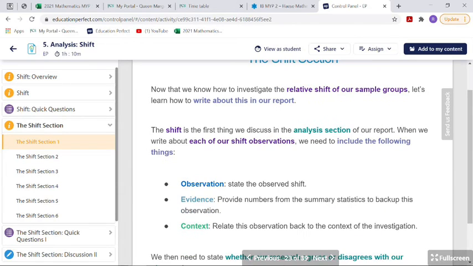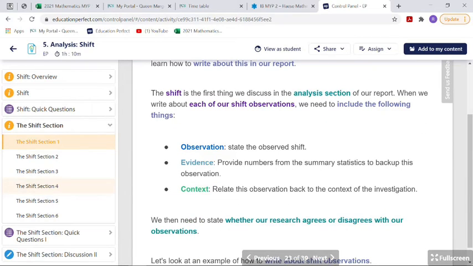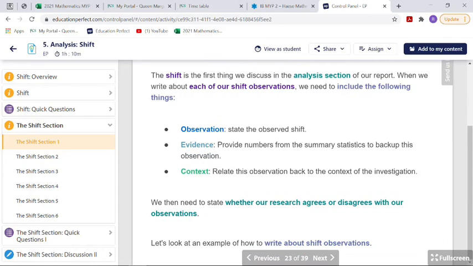Okay. Now that you know what it looks like, I'm going to assign you guys some Education Perfect so you can play with these a little bit. These are just drag and drop. So I think these are a little bit easier to use than in the book. You're going to learn how to write about it. Okay. So first, you're going to state the observed shift. There is a shift, a quartile shift, or a median shift. You need to provide numbers from the summary to back it up.